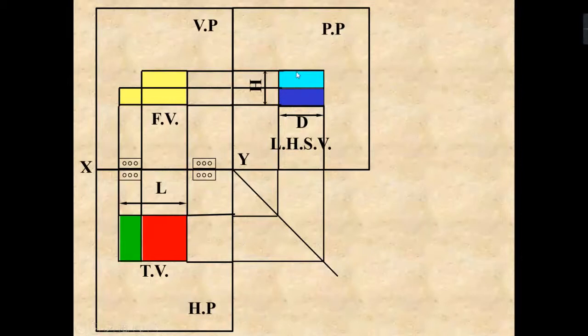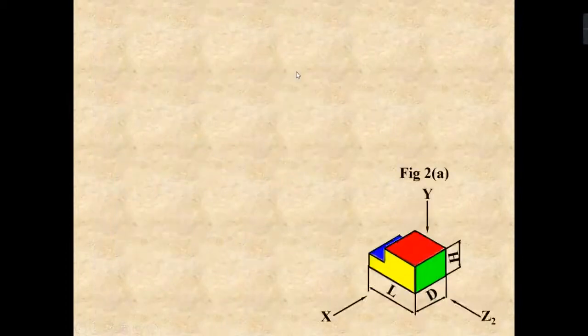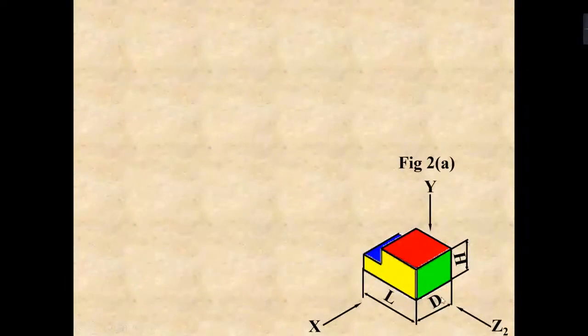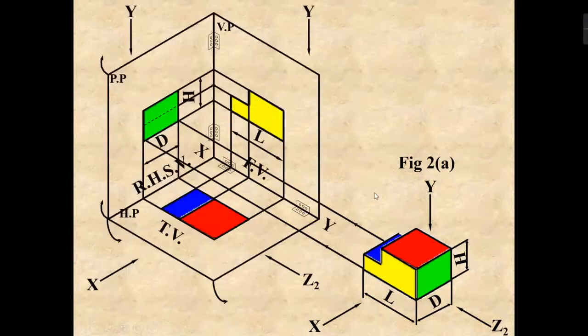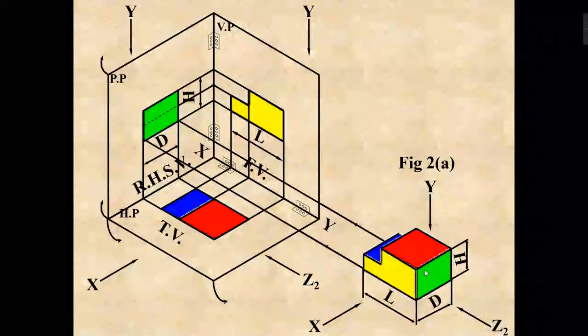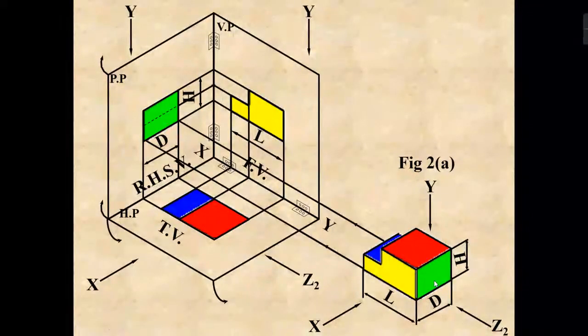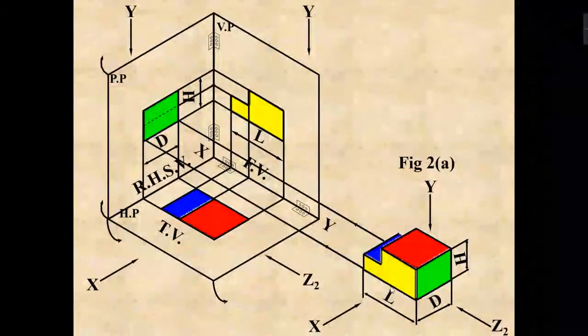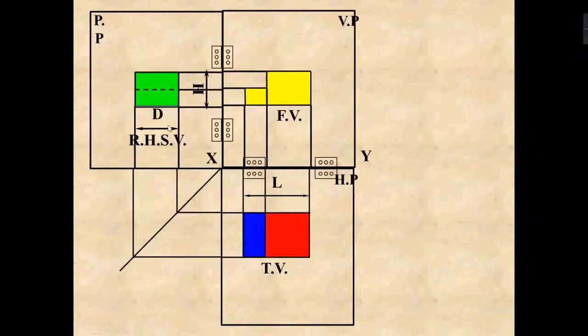In a similar way, suppose this is now your object, and when you are looking at the object from here, then it is your front view, because this is your direction X. From the top you will get the top view, and this is now your side view. So here you can see you are getting the right hand side view, because you are looking at the object from the right hand side.